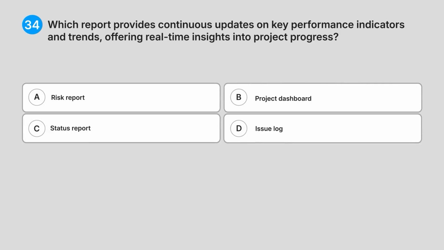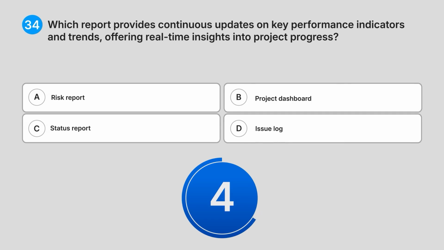34. Which report provides continuous updates on key performance indicators and trends, offering real-time insights into project progress? A. Risk report. B. Project dashboard. C. Status report. D. Issue log. Can you guess the answer?